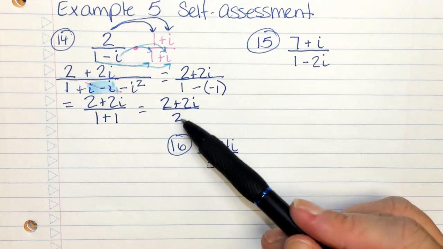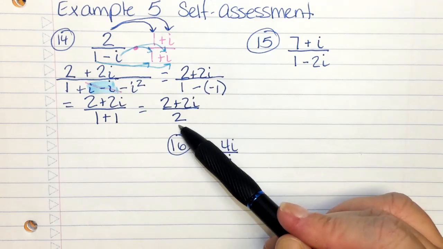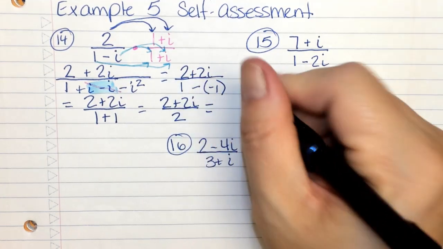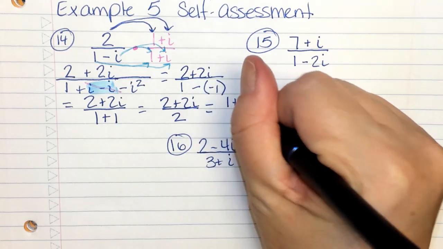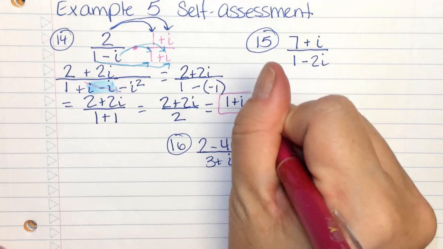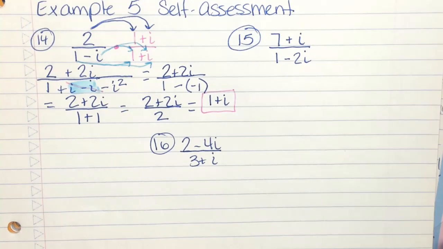All right, and now again, this one can be rewritten as 2 over 2 and 2i over 2. We can divide 2 into both of those, and so you would get your final answer as 1 plus i. So that would be your final simplified answer. Okay, so now if you would please pause the video and give those two a try.